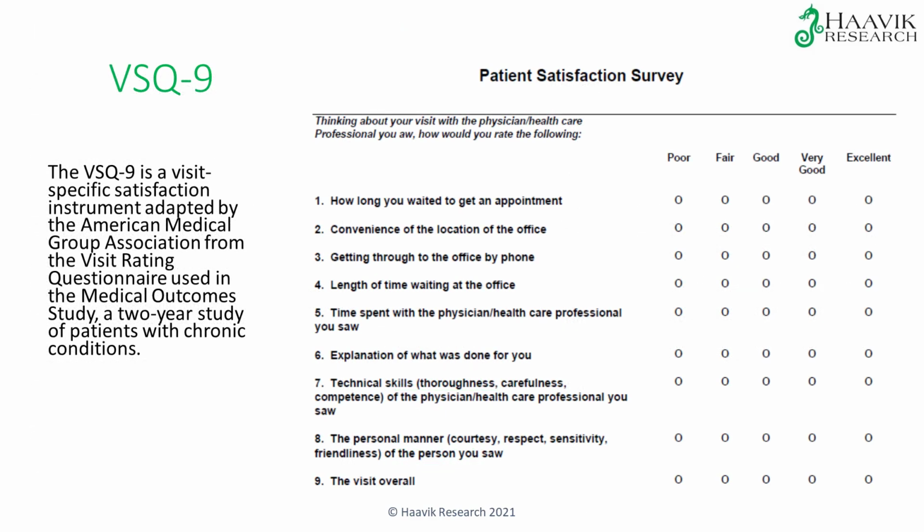And then there's other types of measures as well. So for example, this one is a patient experience satisfaction questionnaire, the VSQ9. It's a visit-specific satisfaction instrument. So it's adapted by the American Medical Group Association, and it's a visit rating questionnaire. So you can specifically ask patients to tick from poor, fair, good, very good, or excellent.